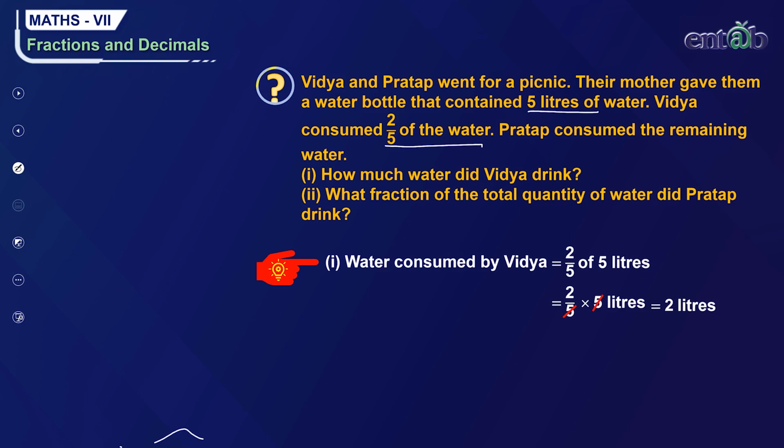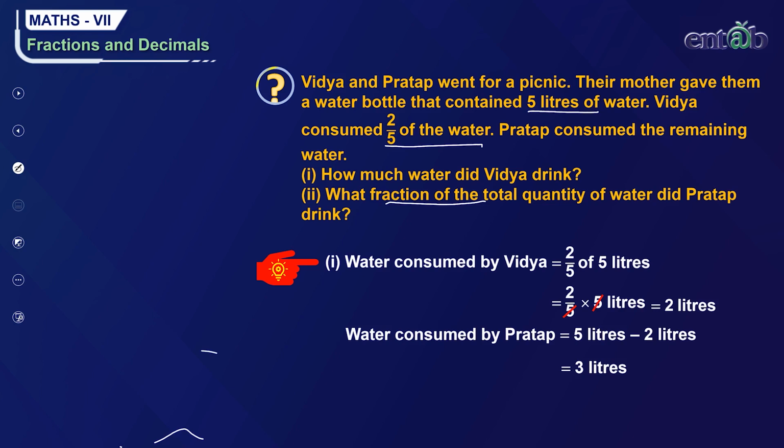Next, we need to find what fraction of the total quantity of water did Pratap drink. Now, if Vidya consumed 2 liters of water, how much water is left? 3 liters, and that is being consumed by Pratap. But we need to find the fraction of the total quantity of water. So, the fraction can be given as 3/5, which is 3 liters as the water consumed by Pratap, and 5 liters being the total quantity of water. I hope this was clear to you.